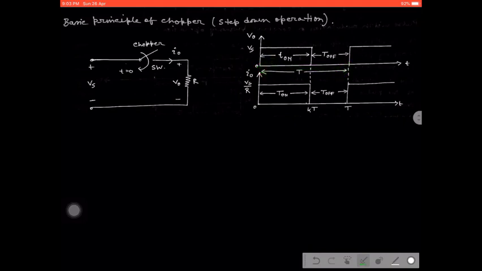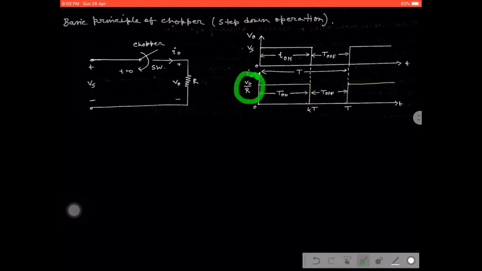Similarly, as we are using the resistive load, as we know, in case of resistive load, voltage and current both are in the same phase. That is why we can draw the output current waveform just similar to voltage. That is why this is the output current waveform, as resistive load is there, and the value of the output current is Vs by R.